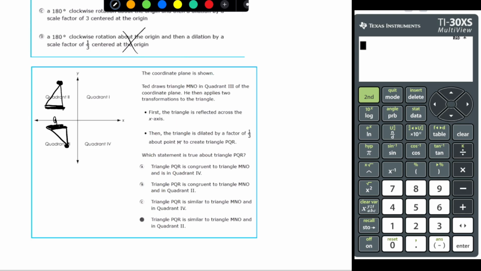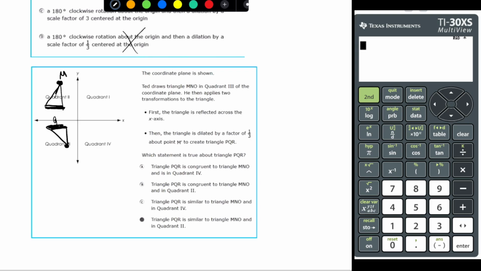Then, the triangle is dilated by a factor of 1/3 about point M prime, to create triangle PQR. Okay. So what this is going to do is it's going to take the first point, and this shape is going to shrink. Point M will stay where it is, but it's going to be a noticeably smaller triangle.